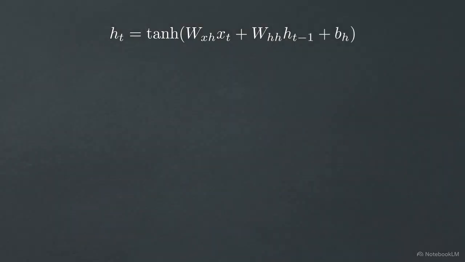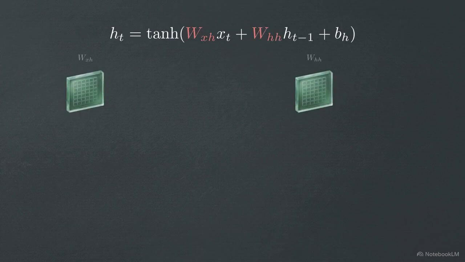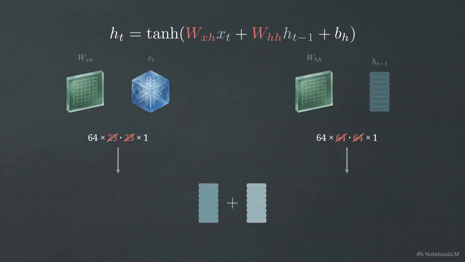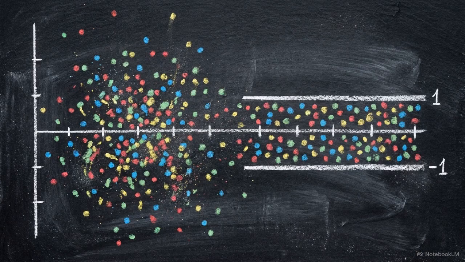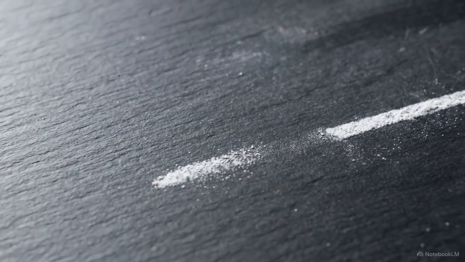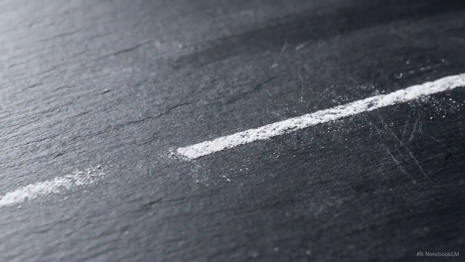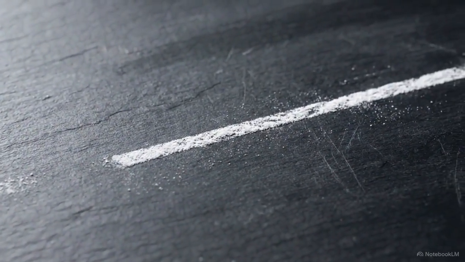The cell combines inputs using two weight matrices. The input matrix, Wxh, projects the character into a hidden dimension. Simultaneously, the recurrent matrix, Whh, transforms the previous memory. The two resulting equal-sized arrays are then summed together. We pass this sum through a hyperbolic tangent activation function, or tanh, squashing every value between -1 and +1. Without this non-linear compression, compounding matrix multiplications will cause the entire system to collapse into a single linear transformation.